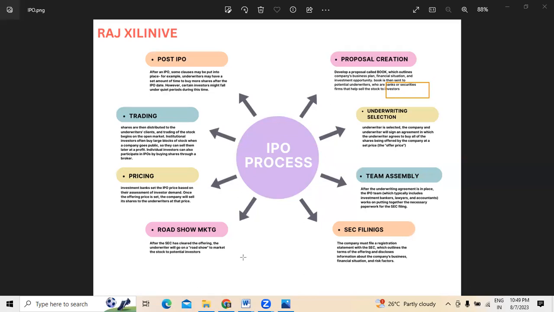Please write down, on the team assembly, this point. Under the proposal creation, we are in the first point only. Once the book was completed, that will be sent to the underwriters for risk assessment.